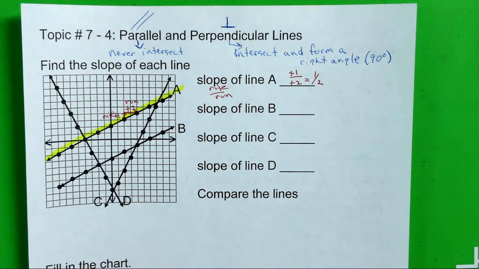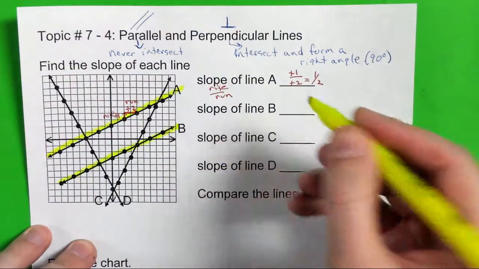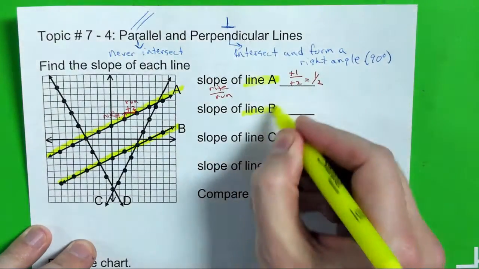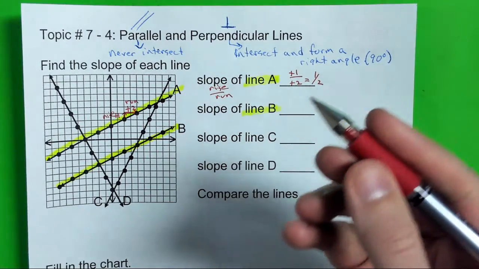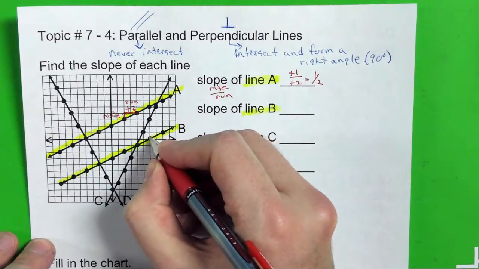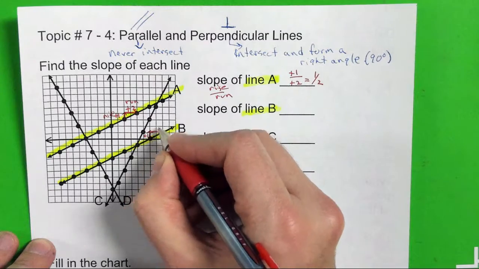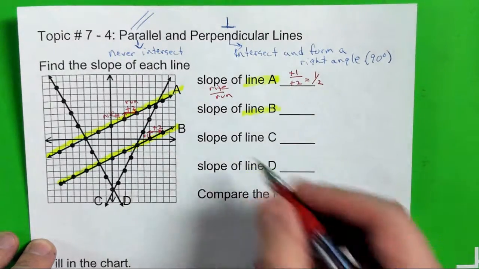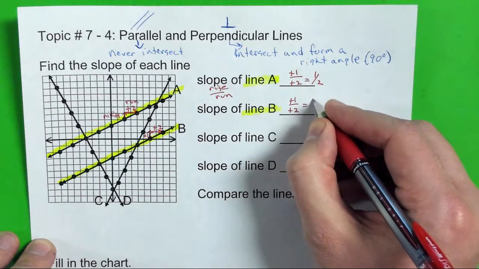Line B, I'll do that one in yellow as well. Okay? So this was line A, this was line B. They're both in yellow. I can pick two more points then. I don't care which two, I'll pick these 2 points. Rise 1 and run 2. So it looks like it's the same. Plus 1 over plus 2, that's 1 over 2.